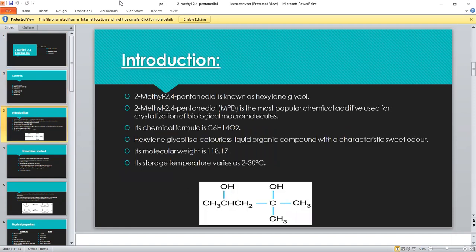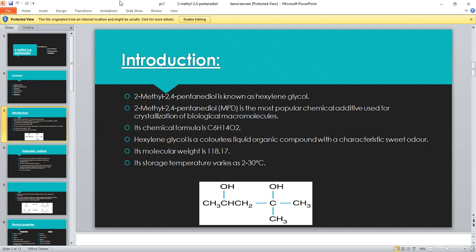2-methyl 2,4-pentanediol is a chemical compound and is also known as hexylene glycol. It is the most popular chemical additive that is used in the crystallization of biological macromolecules. Its chemical formula is C6H14O2. Hexylene glycol is a colorless liquid with a sweet odor. Its molecular weight is 118.17. Its storage temperature ranges from 2 to 30 degrees Celsius. Hexylene glycol has a low evaporation rate and is completely miscible with water.